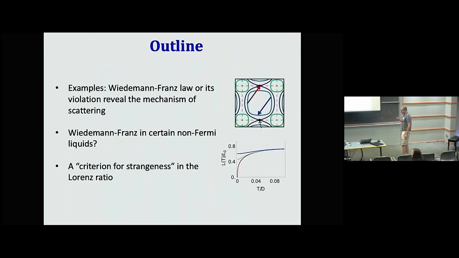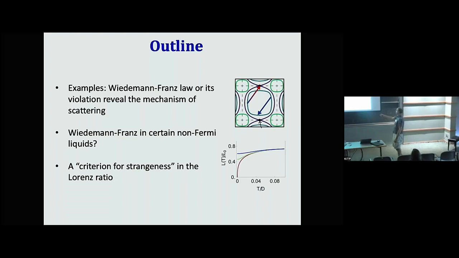So this is the outline. As we know, Wiedemann-Franz is this wonderful precision tool that we have in metal physics. It's one of these great occasions where we have a quantitative theory which actually works remarkably well over many, many materials.